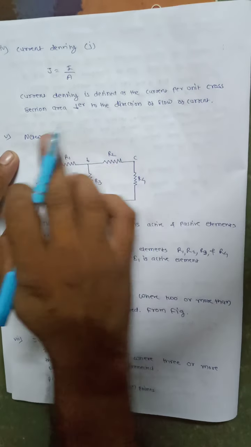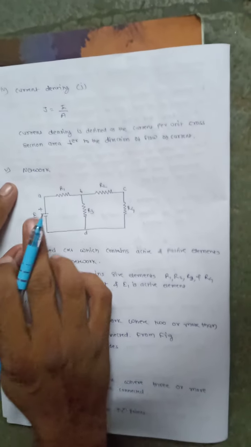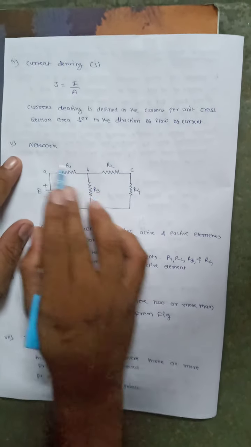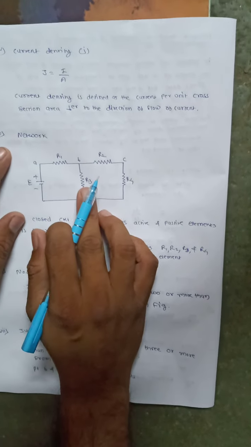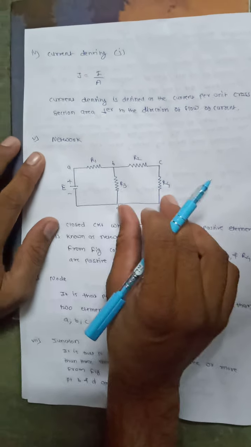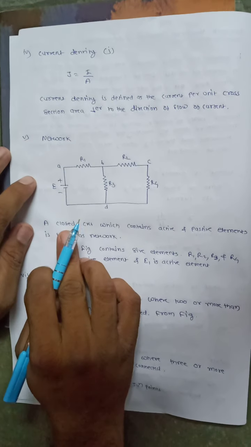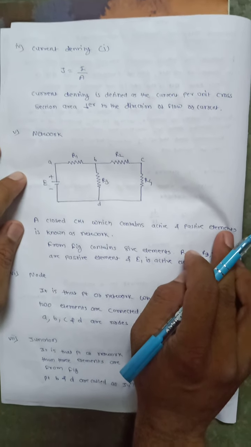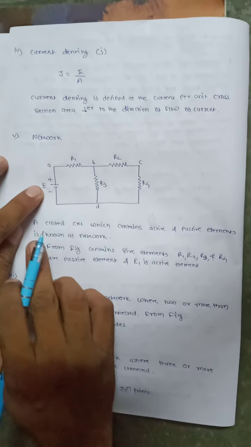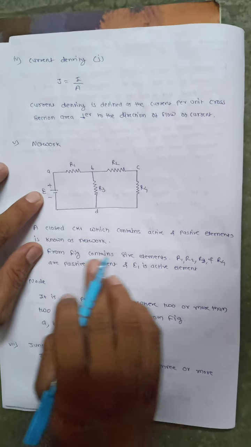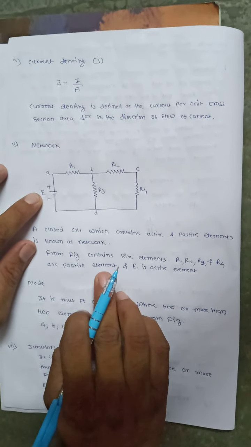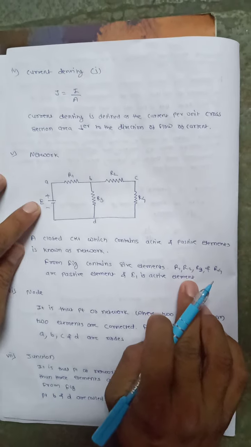Okay, then next is network. This figure contains 4 resistors R1, R2, R3 and R4. R1 and R2 are connected in series combination, R3 and R4 are connected in parallel combination, and there is one battery E. A network is a closed circuit which contains active and passive elements. From this figure, the 5 elements are: R1, R2, R3 and R4 are passive elements, and battery E1 is an active element.